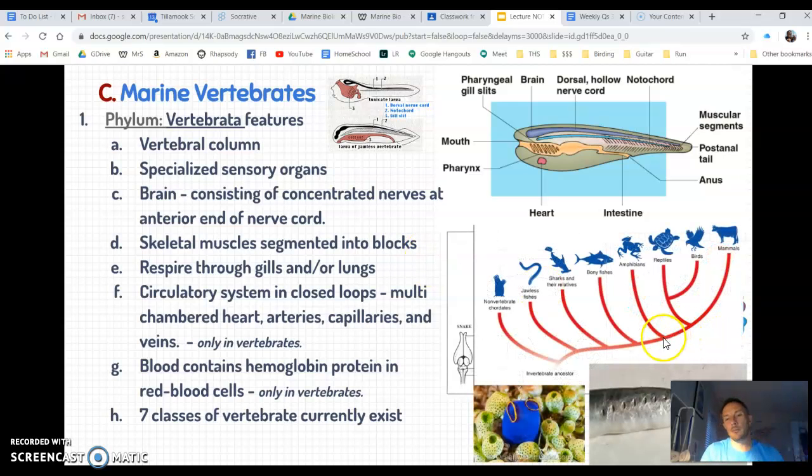Oh, here are the groups. I should have had them up here. Okay, a non-vertebrate group is these weird little tunicates. They're out in the ocean. But then you get the jawless fishes, agnathans, sharks, rays, bony fish, amphibians, reptiles, birds, and mammals. And birds are an offshoot of reptiles. They're dinosaurs.